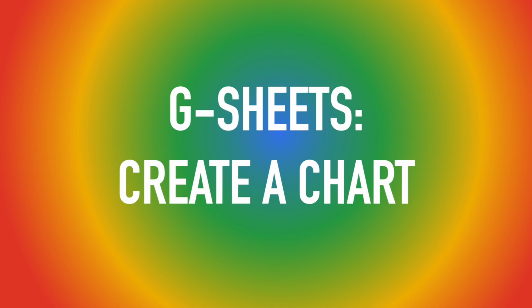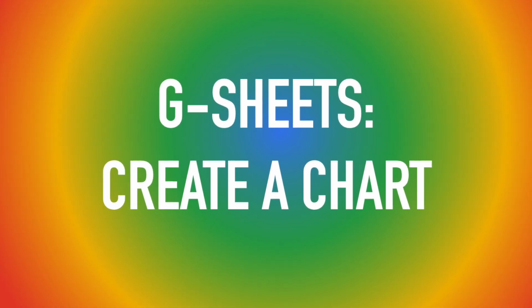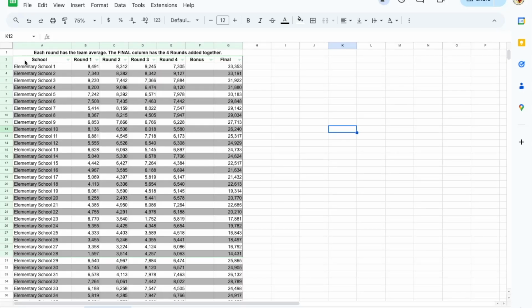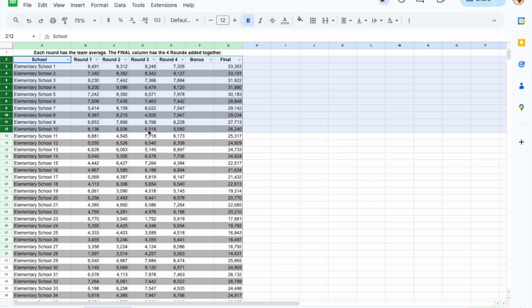Creating a chart in Google Sheets is not only easy, it's pretty amazing, what you get. So here is my Google Sheet, and I want some of this data to be turned into a chart. So I'm going to go ahead and highlight some of it. Okay, you see I did highlight the header as well.